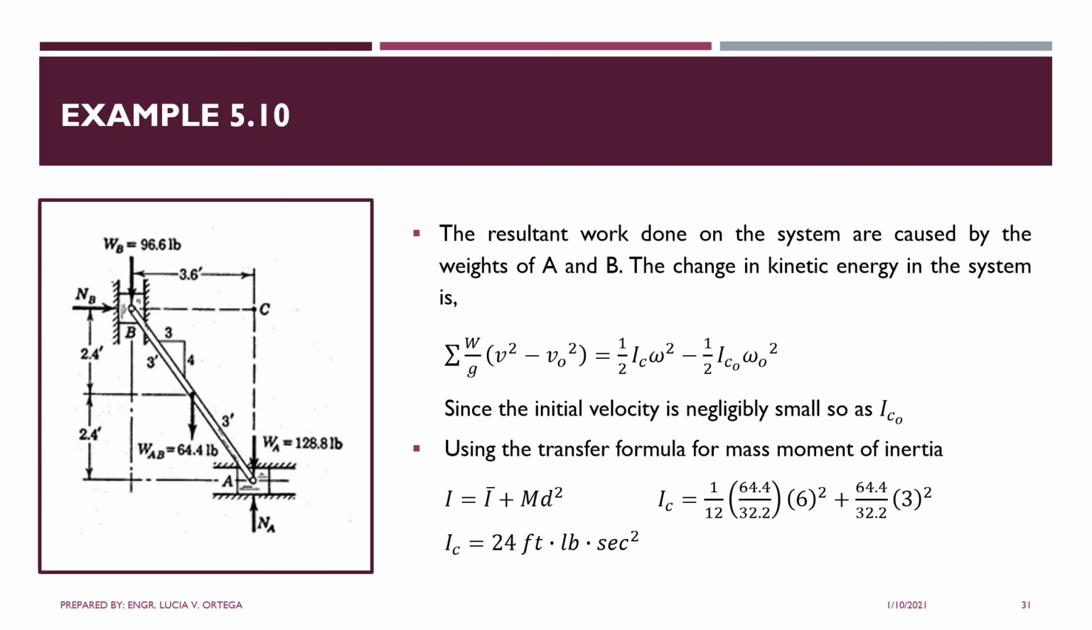Using the transfer formula for mass moment of inertia, I is I bar plus m d squared. So I sub C is 1 over 12 times the weight over g, 64.4 over g, times 6, that is the length squared, that is about the center, plus 64.4 over g times 3 squared. So I sub C is 24.4 foot-pounds second squared. This point is at the same level as the instant center.